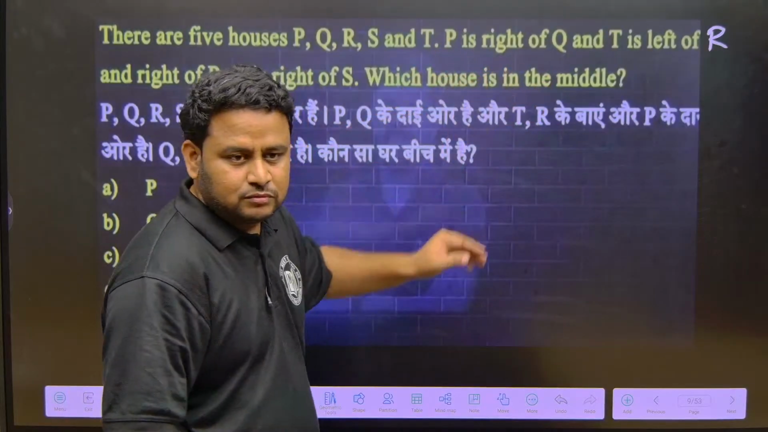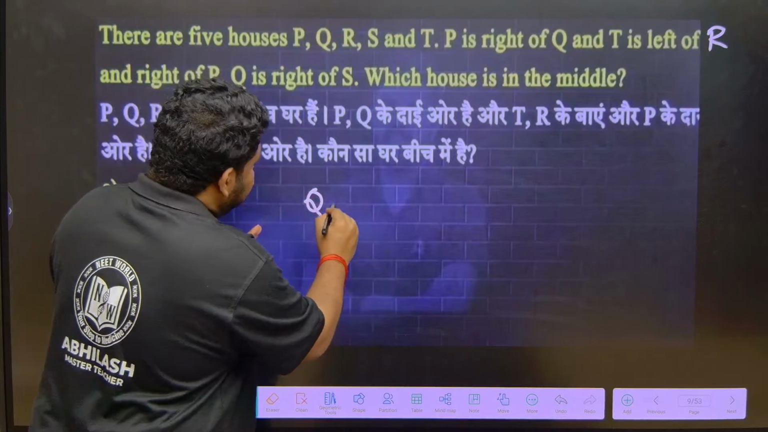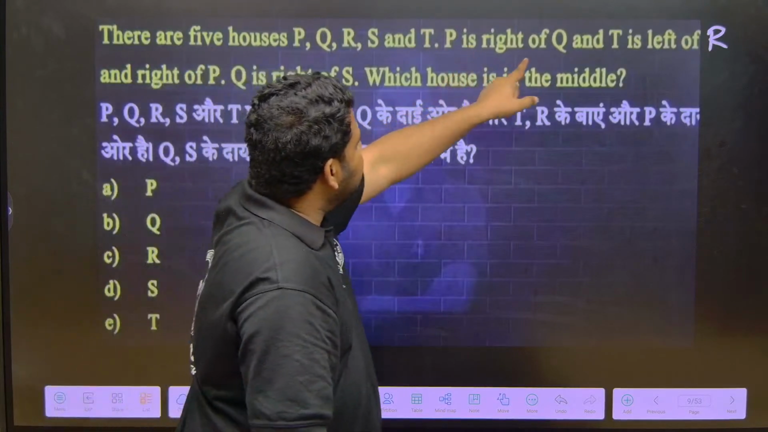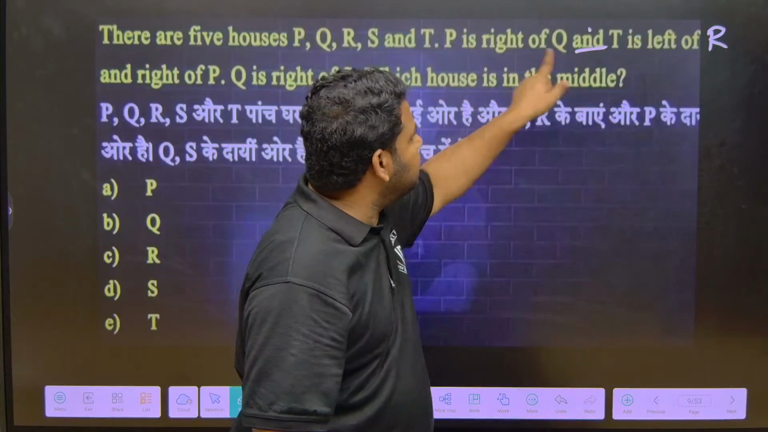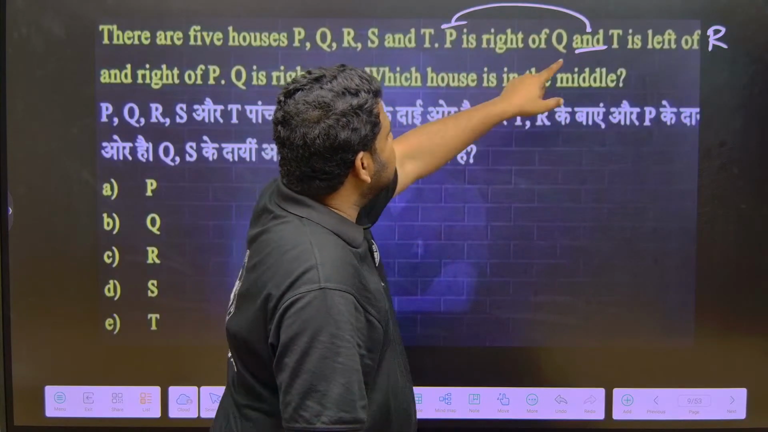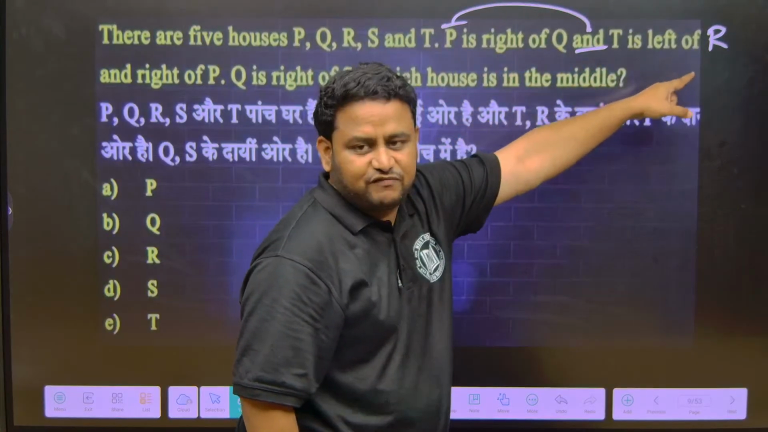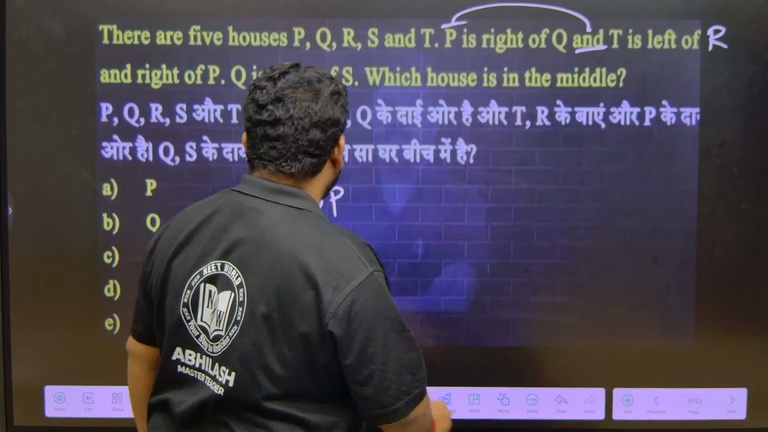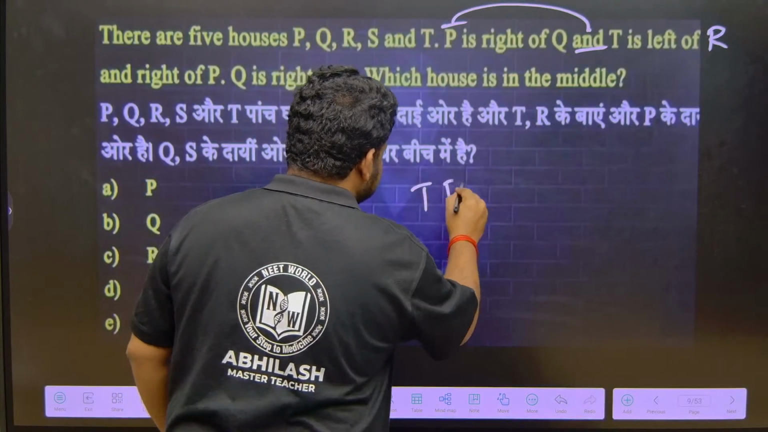P is right of Q. So Q is here, P is right of Q, and it is talking about what? It is talking about Q or P? Answer me. It is talking about P. Good. So P is right of Q and T is left of R. R is here means T is left of R.